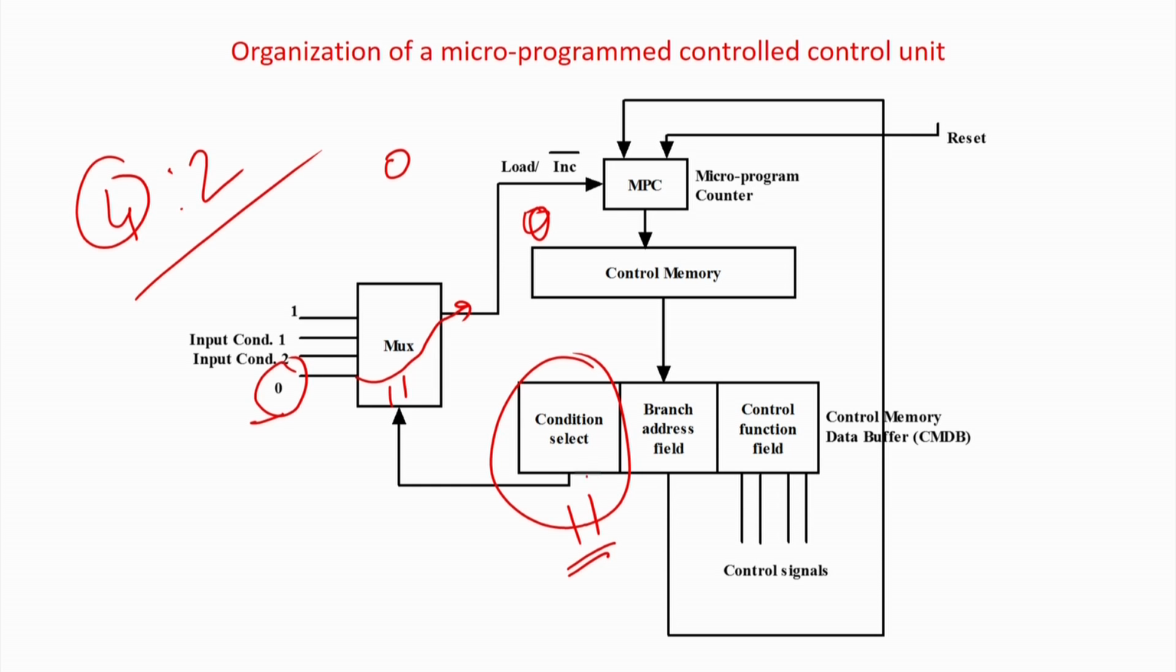That means if I give the condition code as 11, then whatever is in the branch address I need not bother, there will always be an increment in the microprogram. So it will go from 2, 3, 4, 5 like that, there will be no jumps.